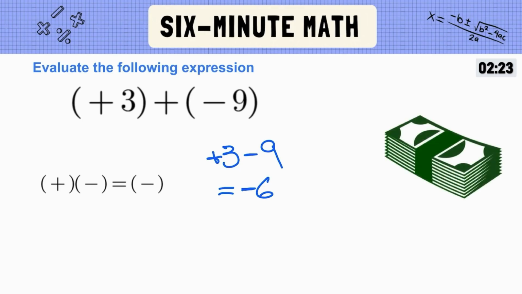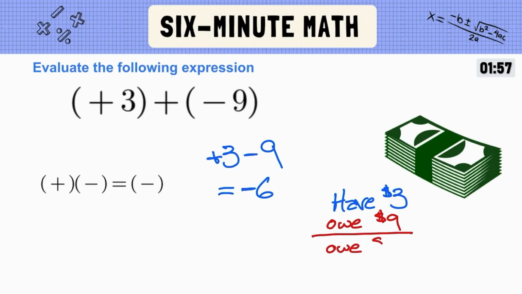If I think about this one with money, I would have $3. And I would be adding the fact that I owe someone $9. So if I add that I owe someone $9, I would give them the 3 I have, and I would still owe them $6. Negative 6.